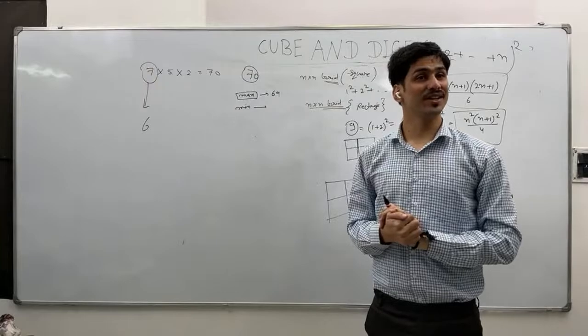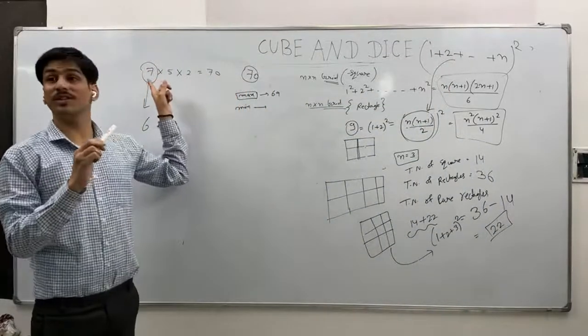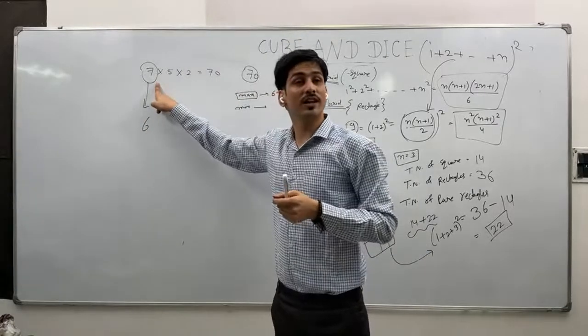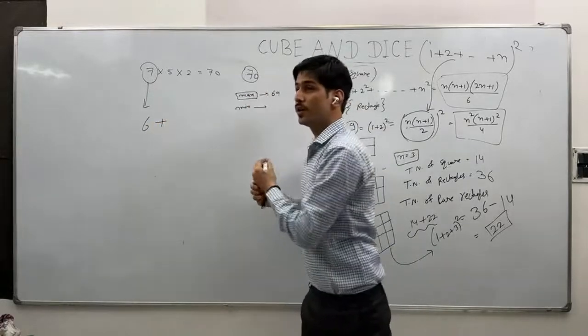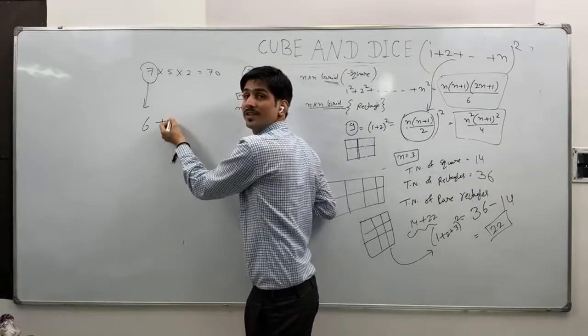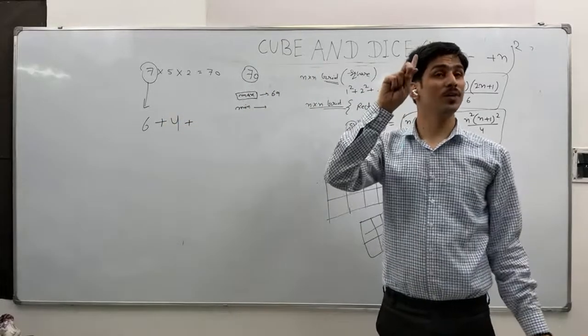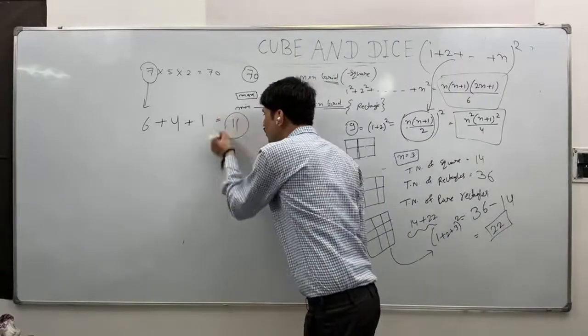Are you getting my point? Because along the x-axis we are making 6 cuts, the number of pieces will be 7, right? That's the only trick. 7 pieces you will get only by making 6 cuts. Here, 5 pieces you will get by making only how many cuts? 4 cuts. And 2 pieces you will get by making only 1 cut. So what is the answer? 11 will be the correct answer.